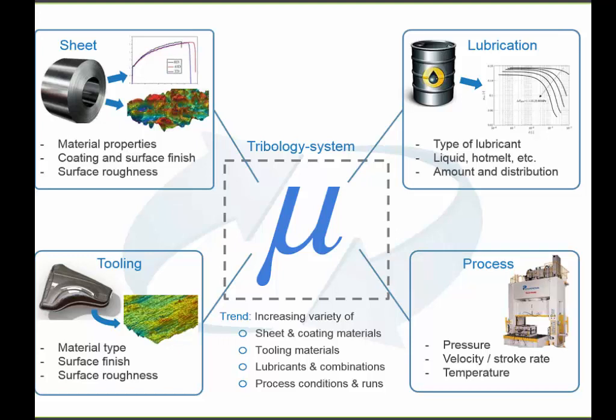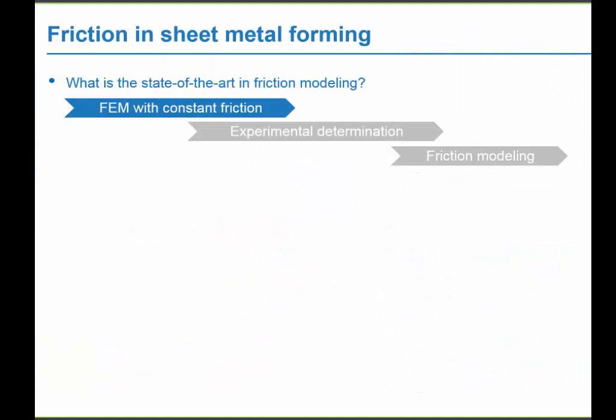What we see in industry is an increasing variety of sheet and coating materials, tooling materials, lubricants, different lubricant combinations, process conditions and runs. And of course it increases the problem of friction and how to solve this issue, accounting for all these different dependencies.